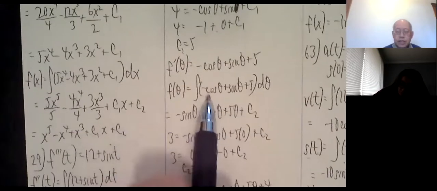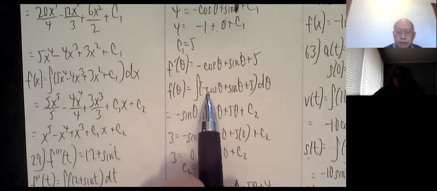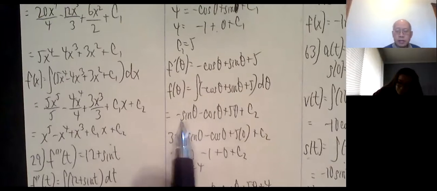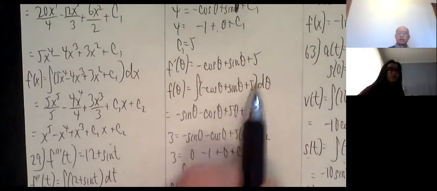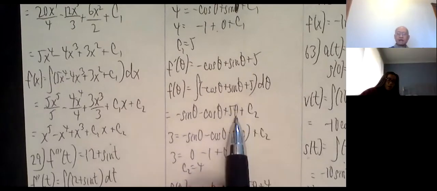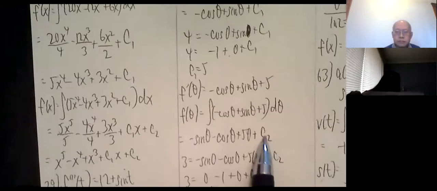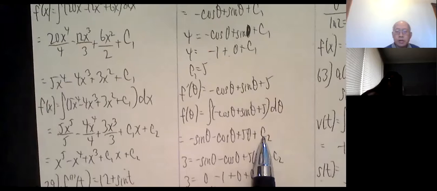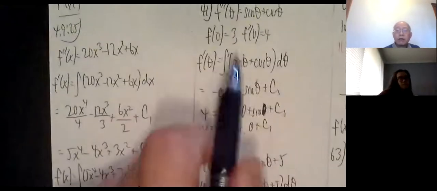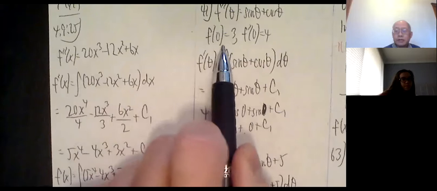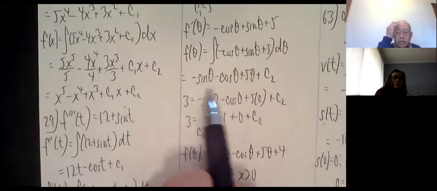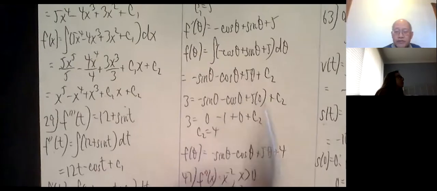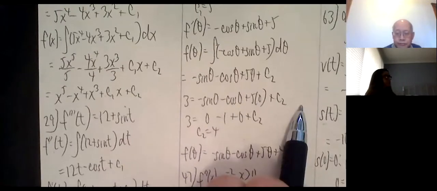Okay. So integral of negative cosine, negative sine. Integral of sine, negative cosine theta. Antiderivative of 5 d theta is 5 theta plus C2. Okay, now use this. f of 0 is 3. So when I plug in 0 for theta, the result is 3. So 3 is negative sine 0 minus cosine 0 plus 5 times 0 plus C2.